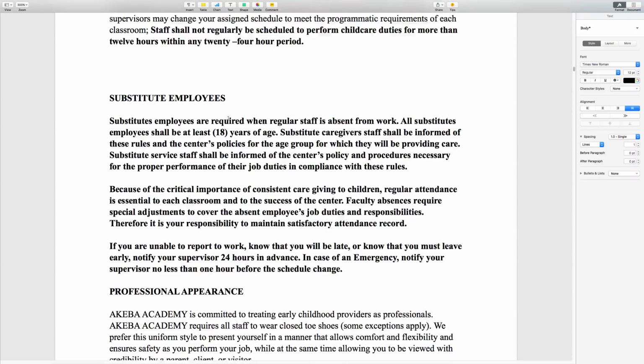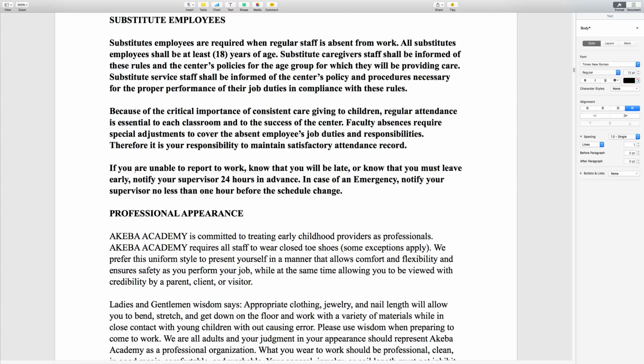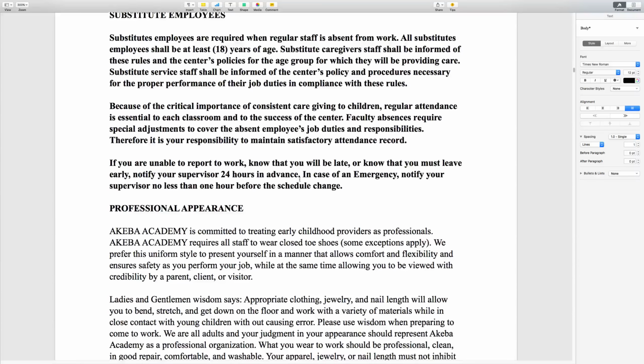Substitute employees. We go through the process of what it takes for us to have a substitute employee. We also let them know if they're unable to report to work and they know that they will be late or know that they must leave early, to notify supervisors within 24 hours in advance. And then in case of an emergency, it's at least an hour in advance.